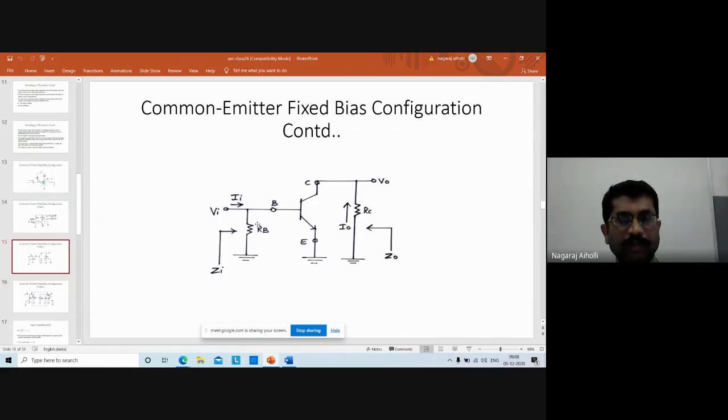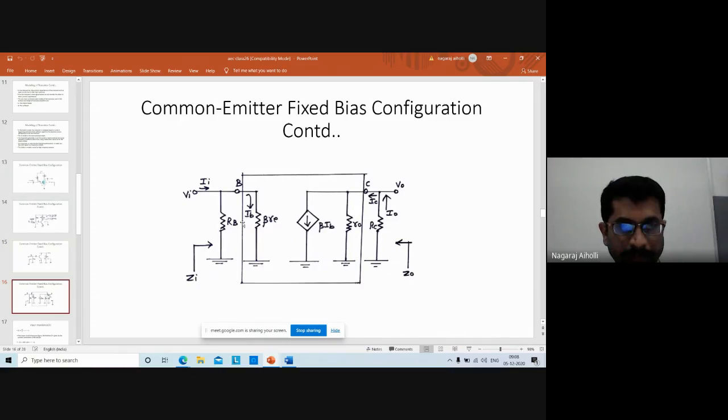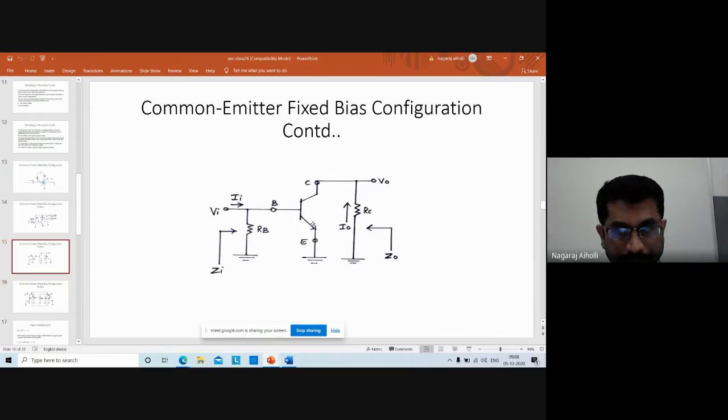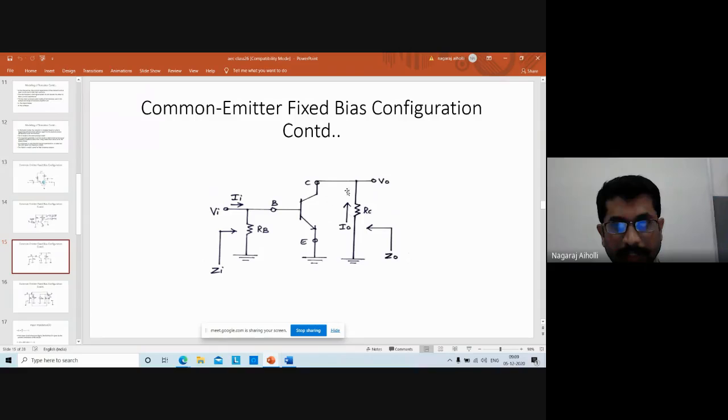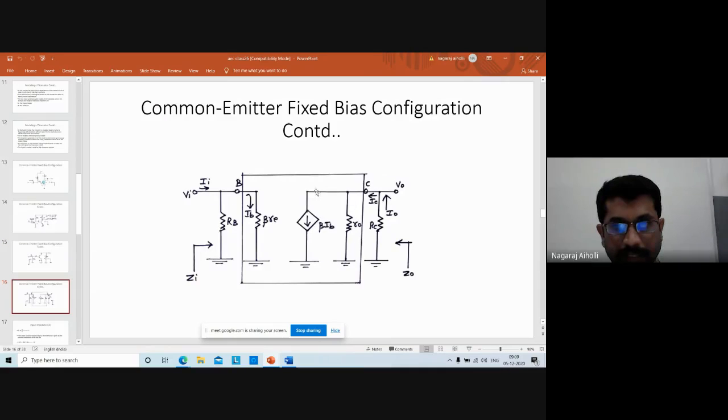On the input side it is RB connected between base terminal to ground. Then we have base to emitter, that is nothing but the AC resistance, small re, that will be converted into beta re for common emitter configuration. Therefore, here we will get beta re. Then on the output side, the collector current IC is equal to beta IB. That is, here you will get beta IB.